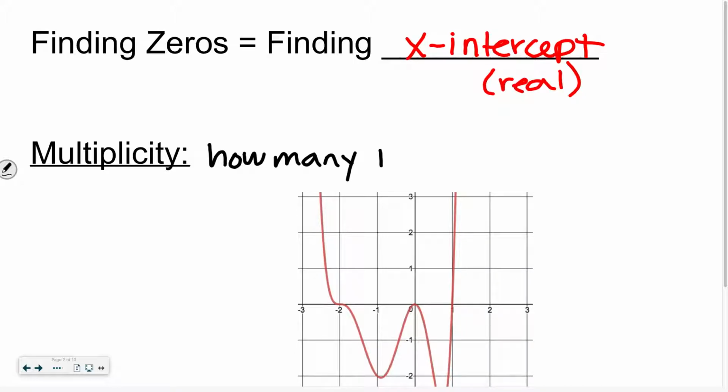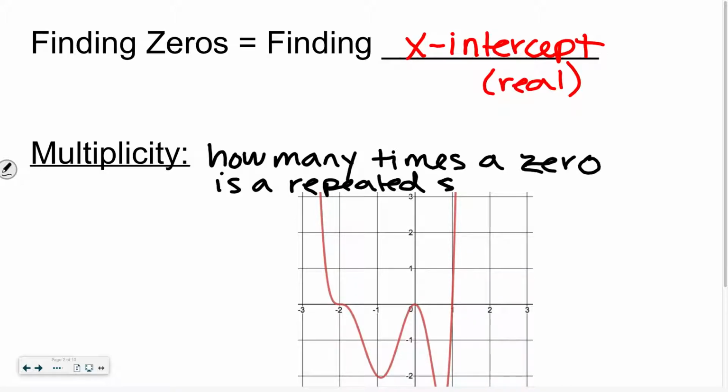how many times a zero is a repeated solution or factor. And this SOL apostrophe N, that's my abbreviation for solution. So I'm too lazy to write it out. If you don't like it, you write out the word solution. So it's how many times a zero is a repeated solution. If it's a repeated solution, it would show up as a repeated factor. Okay? So it would be the same thing.